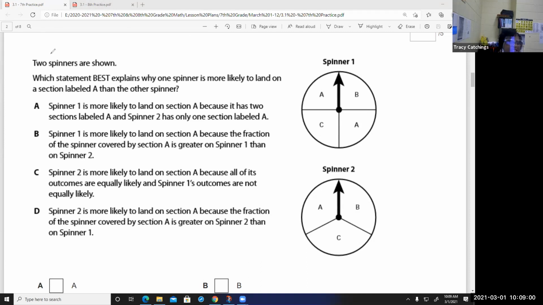All right, two spinners are shown. Which statement best explains why one spinner is more likely to land on a section labeled A than the other spinner? I'm gonna let you think about it. Why is one spinner more likely to land on A than the other spinner? Now notice, I don't look at answer choices first. I always look at my spinners and see what I notice. Do you notice anything about these spinners?